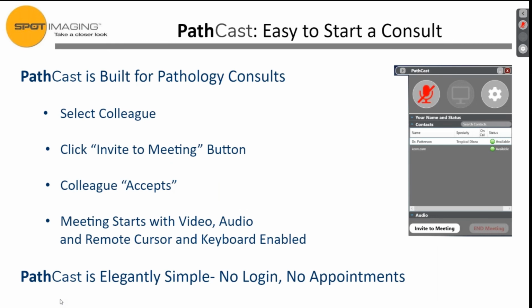And first off, PathCast is easy to start a consult. You basically select a colleague from the drop-down list. You click the invite meeting button and the colleague accepts. And then the meeting starts with the video and the audio and the remote cursor and keyboard all enabled. And you can always turn them back off, but you don't have to fumble around with, oh, I forgot to present the screen, or, oh, I'm muted and I can't get things started, as I actually did at the beginning of this meeting. Basically, PathCast is elegantly simple.